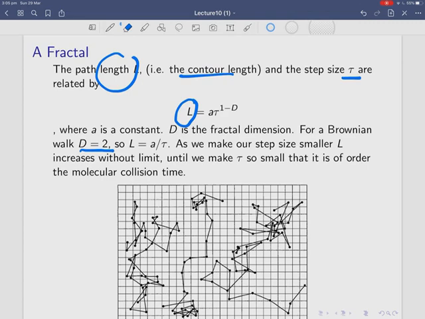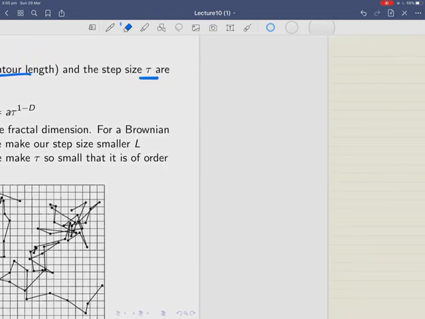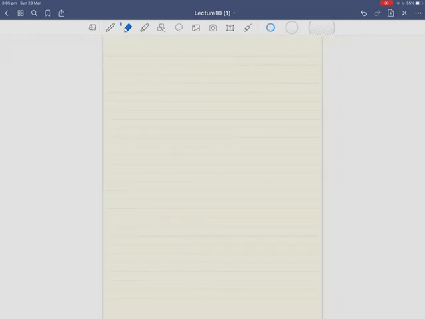So let's go rogue a bit. Let's go off slide a bit and have a look at why that's the case. So suppose we have a random walk here. Let's do a random walk like this. It has size r, and our random walk might have n steps.